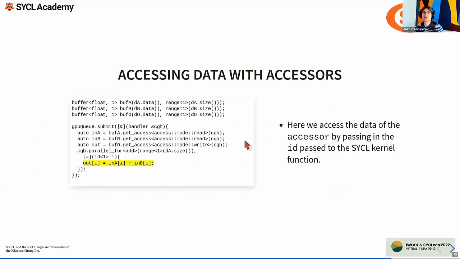So just to give you an example, here we have 3 one-dimensional buffers, and you just have a simple parallel for taking a range and launching a kernel taking an ID, and then you can directly index all the accessors with this ID.